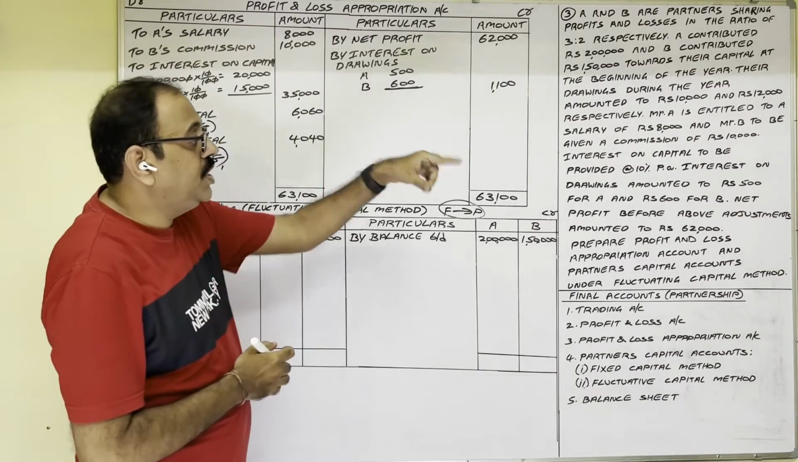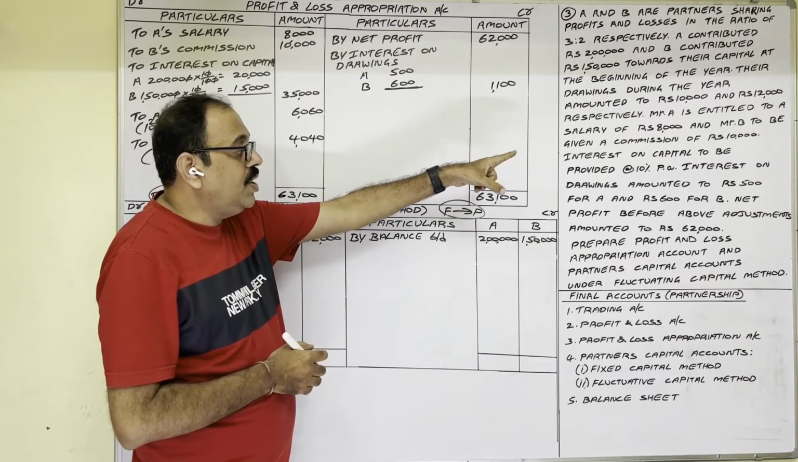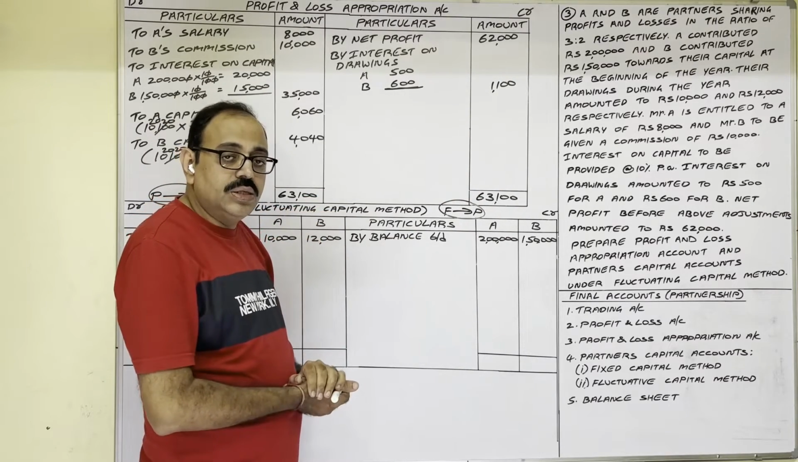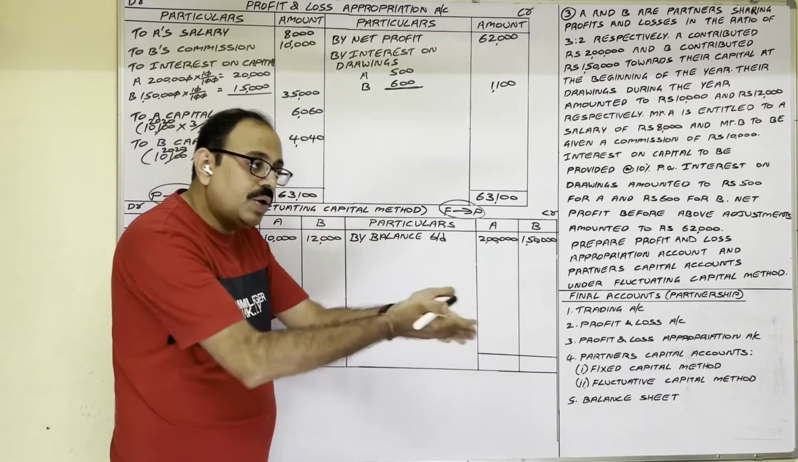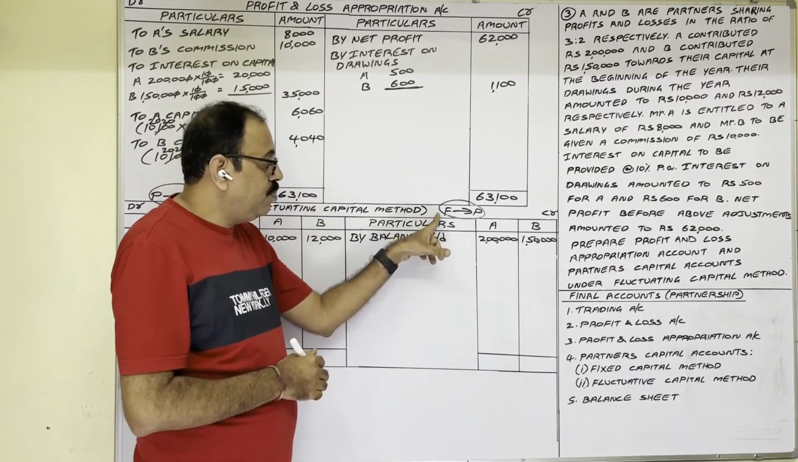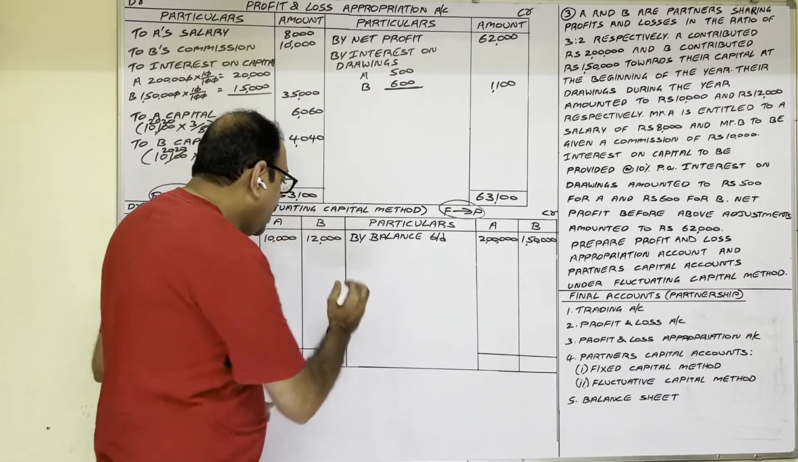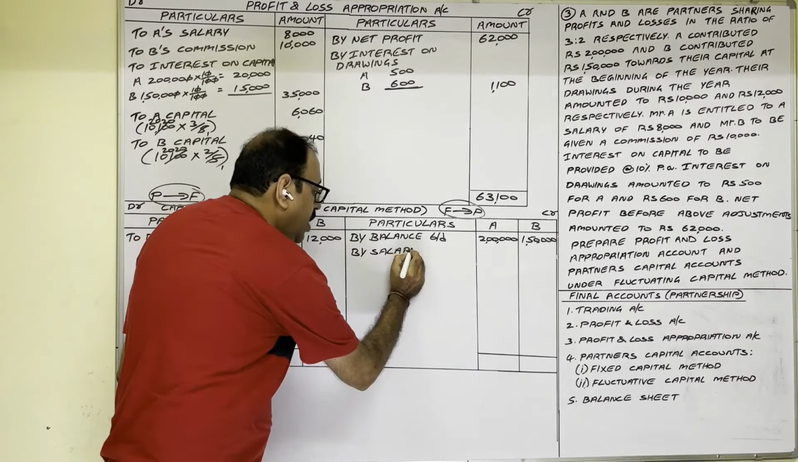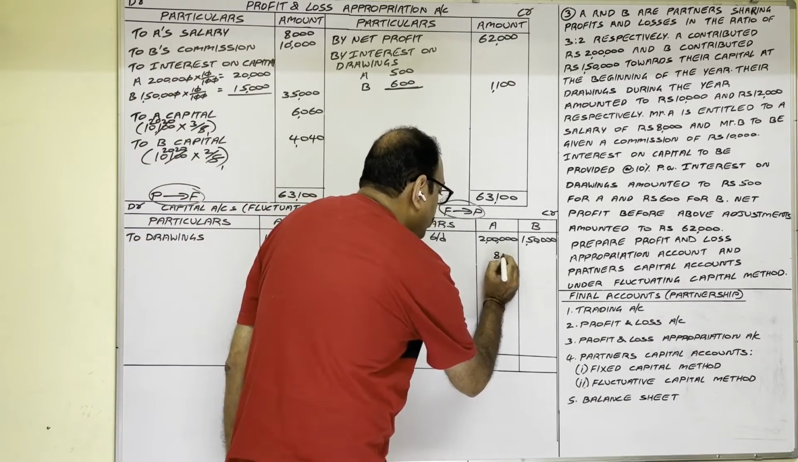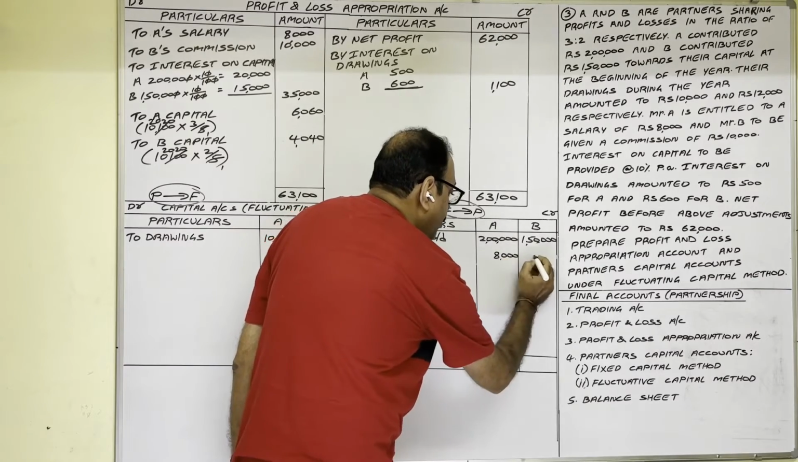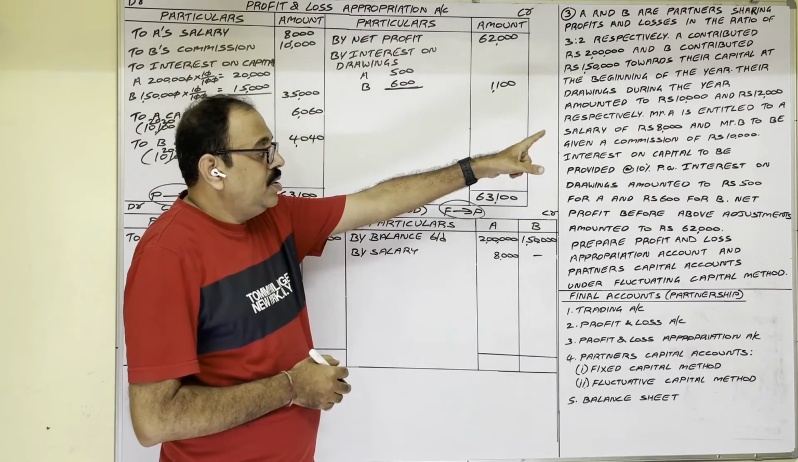Next, continuation. Mr. A is entitled to a salary of 8,000 rupees. So, at the time of retirement, the firm should pay salary to A. Firm should pay to A. So, which side? Credit side. By salary. To A, the firm has to pay now. Therefore, the amount goes in A's column, not in B's column. For B, nil.